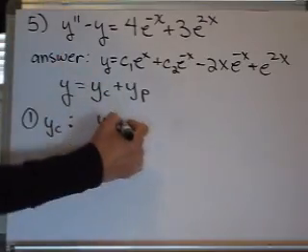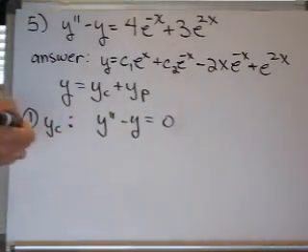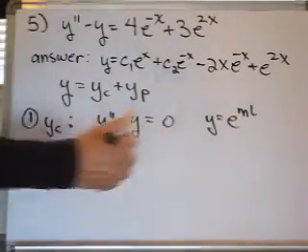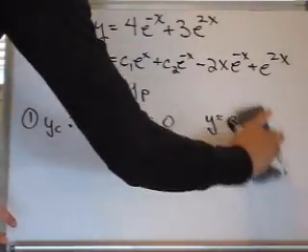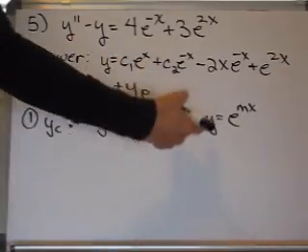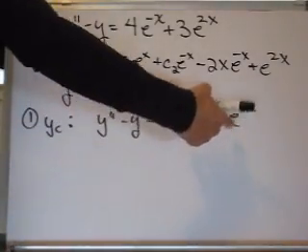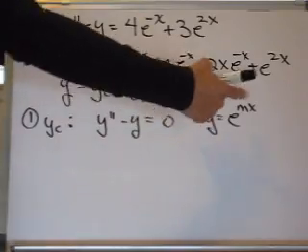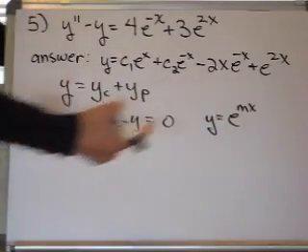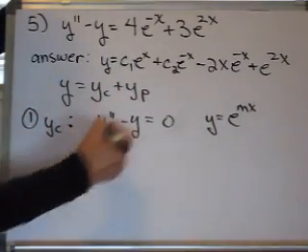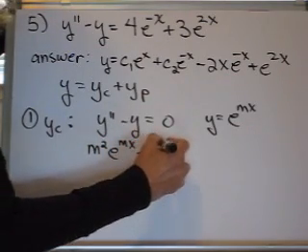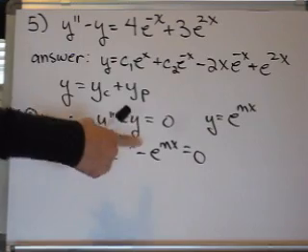this, y double prime minus y is equal to 0. And if we assume our solutions look like e to the m times x, where y is a function of x, and we take derivatives, y prime is going to be m e to the mx, y double prime is going to be m squared e to the mx, and we can plug those into this differential equation in an attempt to find the m's that will yield solutions. So y double prime is m squared e to the mx minus y is e to the mx. So again, I'm trying to solve for m.